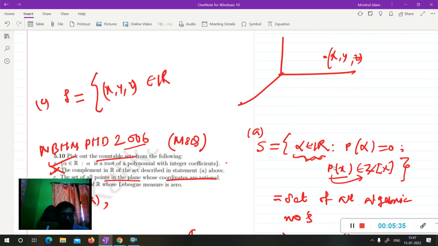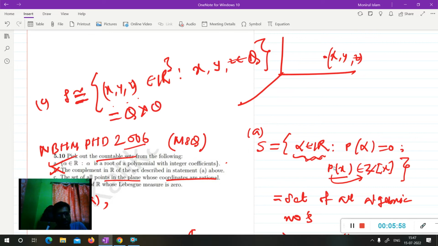Plane means it's a subset of R cube. So the set of all points in a plane whose coordinates are rational means x, y, z are rational, coming from Q. So you can say S is equivalent to this set, but this is nothing but Q cross Q cross Q, where each coordinate comes from Q, the set of rational numbers.